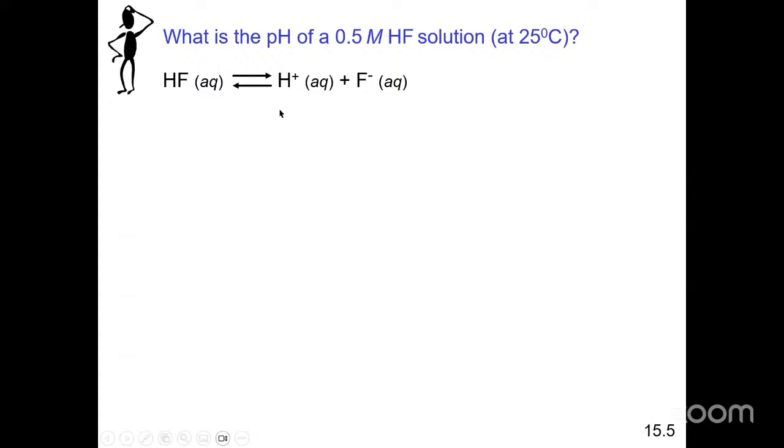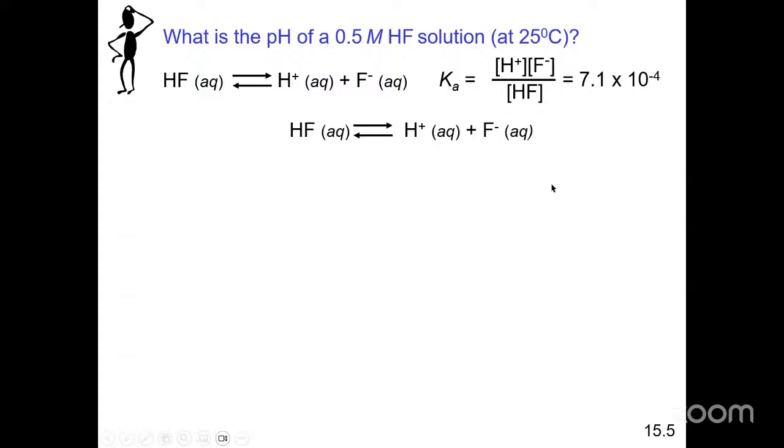So this would be the equilibrium system. It's not 100% dissociation because it's a weak acid, right? So we need to determine what the Ka is. All you have to do is look it up in the table. And if you do that, you're going to see that the Ka is equal to 7.1 times 10 to the minus 4. Okay, so that's the Ka value for hydrofluoric acid. And this is the equation relating the Ka to the concentrations of the different items, right? So you're going to need that in order to answer this question, all right?